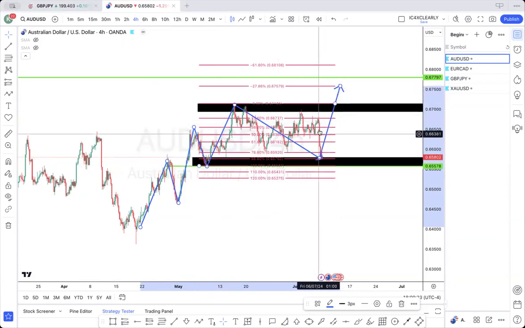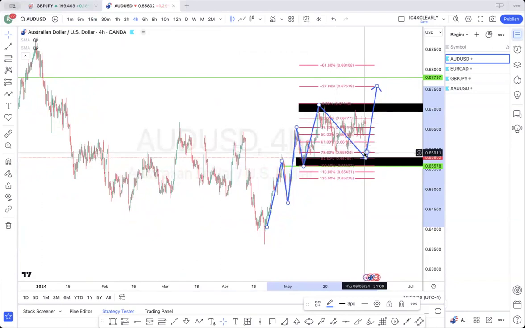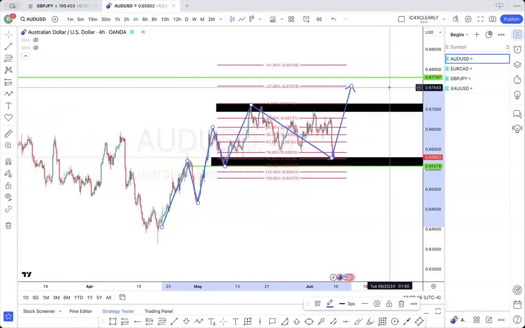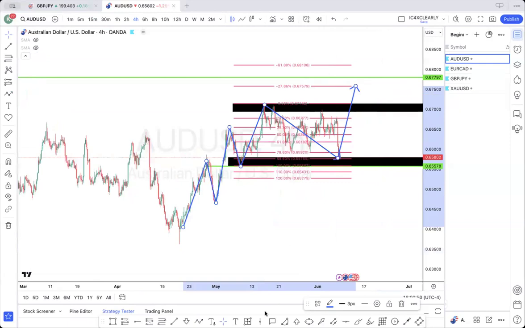Now, because of this impulse move, price may start selling, but until you get a break of this swing, you're still bullish. So price is at the 88. Depending on what happens next week, price could keep buying. So that is how I mark up my zone to zone.